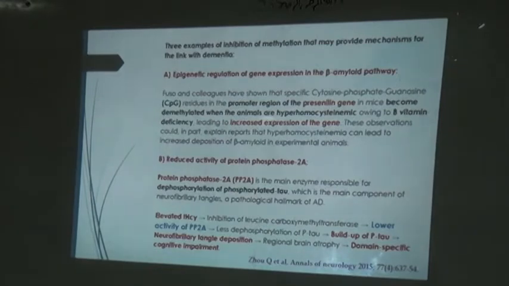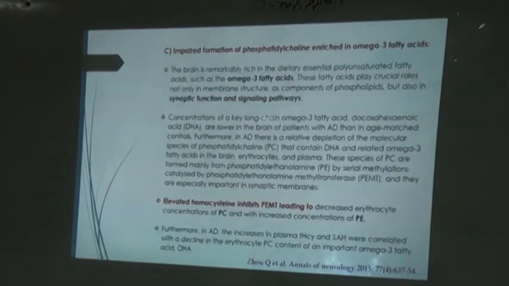For example, cytosine phosphate guanosine residues in the promoter region of the presenilin gene was shown to increase expression of the gene when animals are hyperhomocysteinemic in one study. So it increased expression of the presenilin gene and reduced activity of protein phosphatase 2A enzyme. What does this enzyme do? This enzyme is responsible for dephosphorylation of hyperphosphorylated tau protein. So homocysteine reduced activity of protein phosphatase 2A.